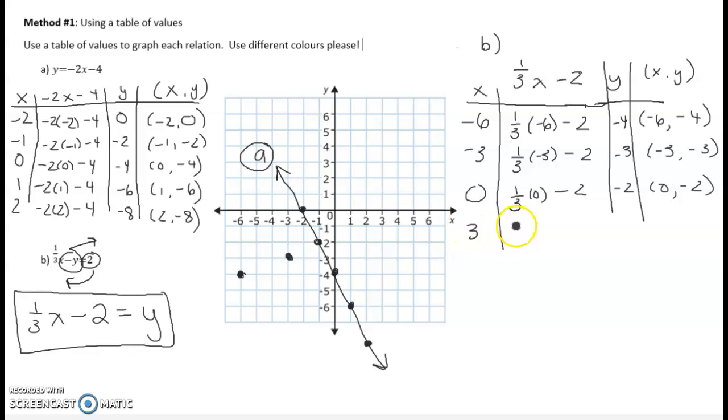Now we'll do +3. 1/3 times 3 is 1. And 1 minus 2 gives me -1. So when x is 3, y is -1. Oh, I forgot to plot my 0 and -2, sorry. So next one, when x is 3, y is -1.